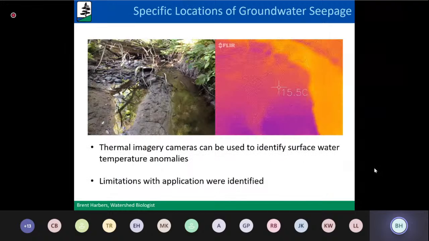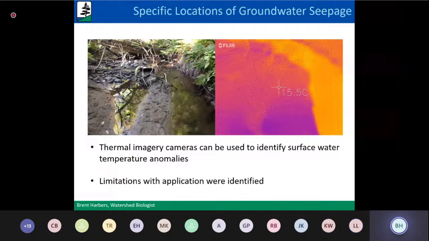So here's an interesting way we trialed this summer to try and find groundwater seepage. We used thermal cameras and we walked in the stream and we were able to use these cameras to find with pinpoint accuracy exactly where groundwater was coming up into streams, which is quite interesting. So this was an experiment for us and we were able to find out some limitations with this equipment.